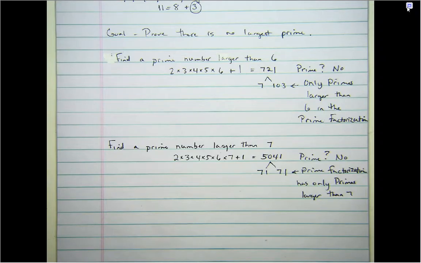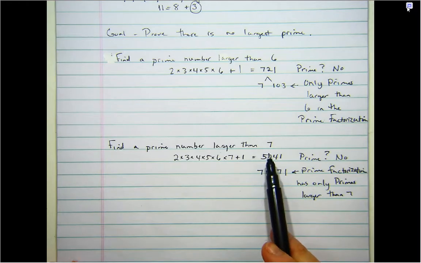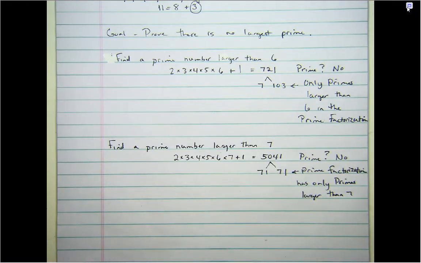Because 2, 3, 4, 5, 6, and 7 will all have a remainder of 1 if you divide them into 5041. Okay, well that gives us a strategy. Instead of just finding a prime number larger than 7, we want to find a prime larger than any number. So that's where our proof comes in.